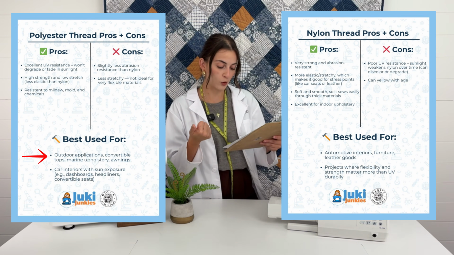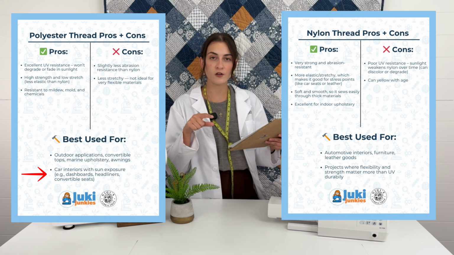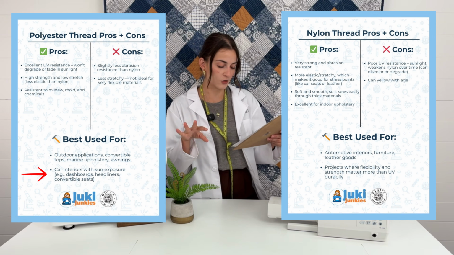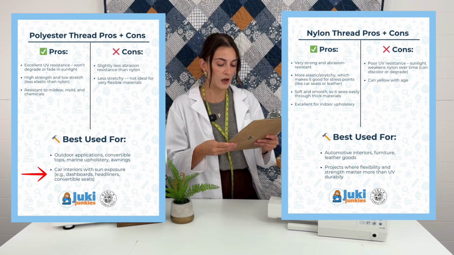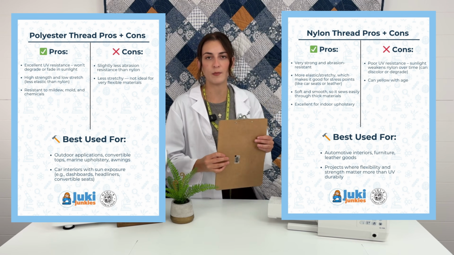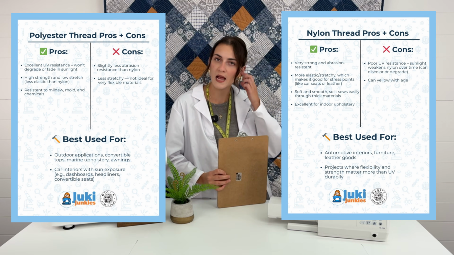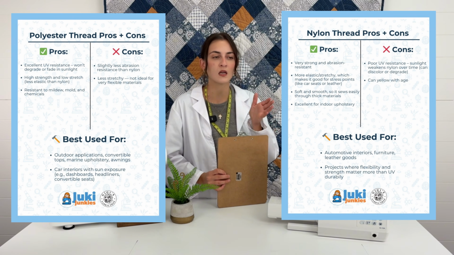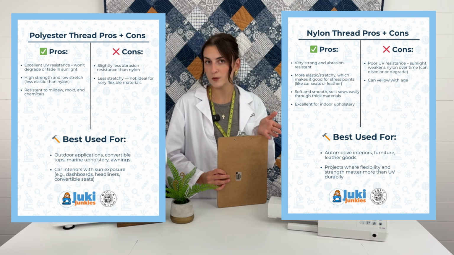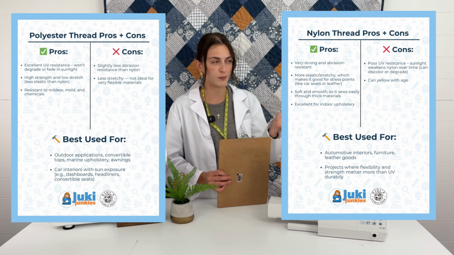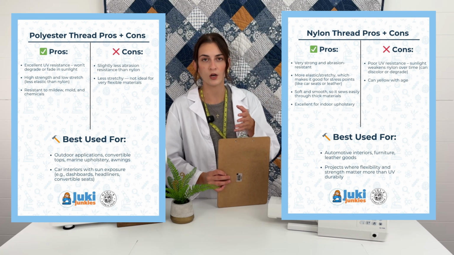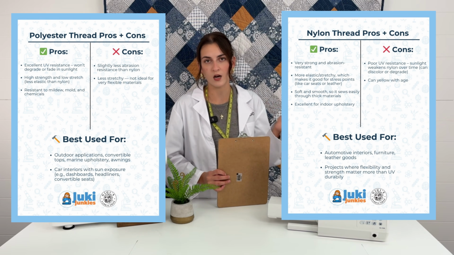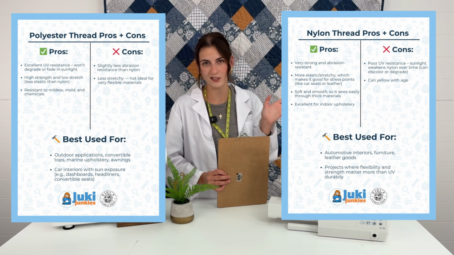Great for marine upholstery, awnings, car interiors that might be exposed to sunlight much more, like dashboards, headliners, convertible seats, things like that. So it's just going to handle those elements a lot better. Anything outdoor, tactical, tents, that's going to be a great place to go as well. It's also going to be a little bit more expensive, so it's nice to keep that in mind and know the difference between nylon and polyester, because why spend the prime dollar on a polyester type of UV treated thread where you can maybe opt for a nylon thread if it's not going to be outdoors and things like that. So I hope that makes sense.